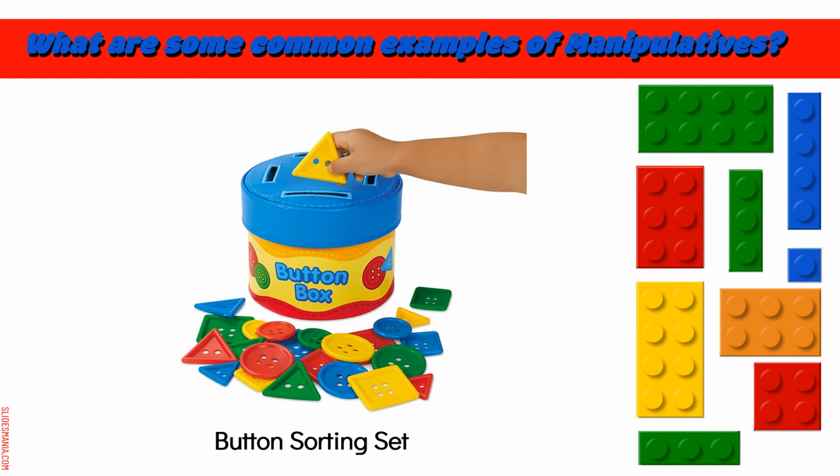A button sorting set. So this is something really aimed at younger children, but the child will put in the different shapes in the different slots. So they're developing hand-eye coordination. They're learning about shapes. They're learning about colors. They're learning about sorting, a few things like that through the use of this simple manipulative.